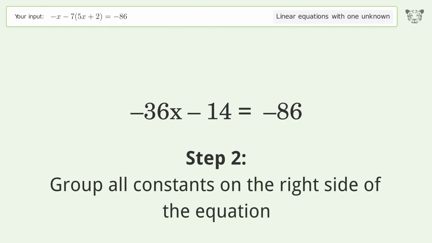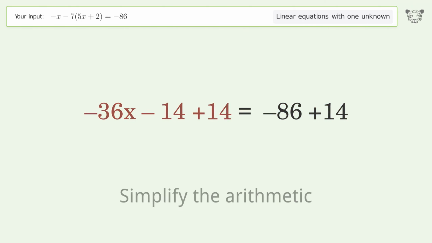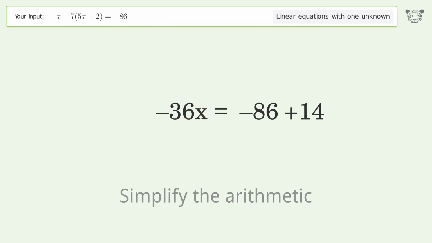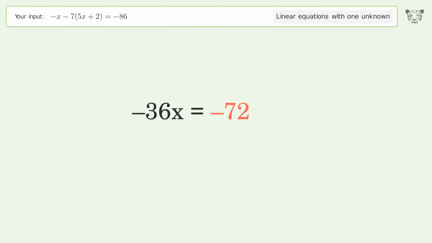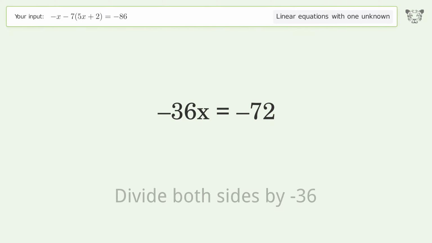Group all constants on the right side of the equation. Add 14 to both sides. Simplify the arithmetic. Isolate the x. Divide both sides by -36.